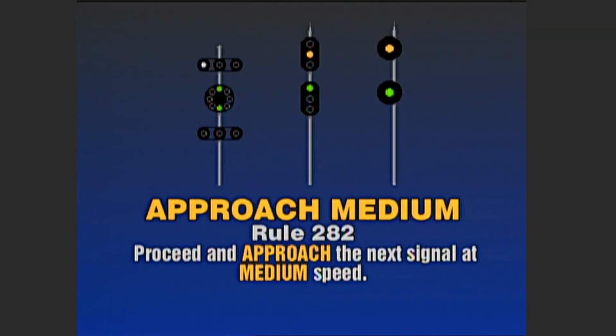Here's a signal that's seen quite often, approach medium. Covered under Rule 282, this signal tells the engineer that he can proceed, but he must approach the next signal at medium speed, which on most roads is 30 miles an hour.